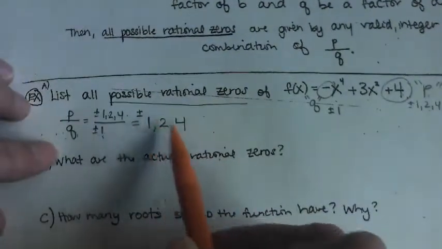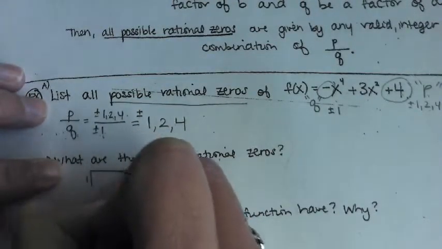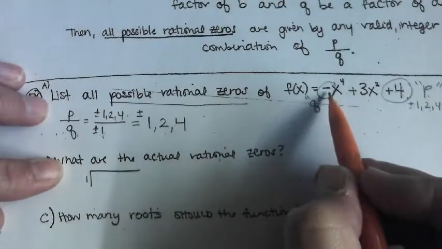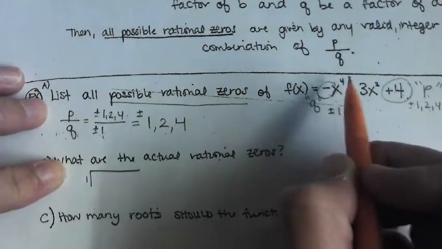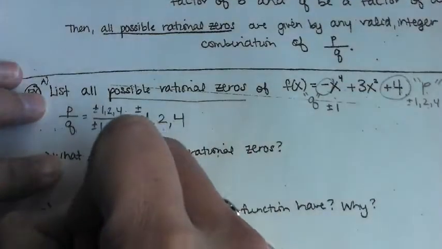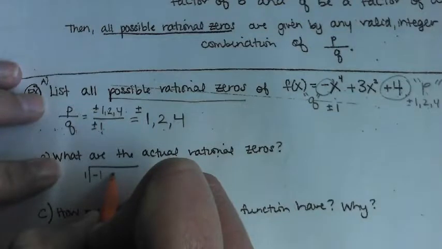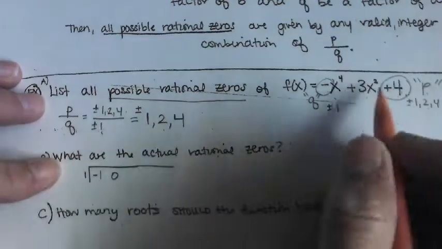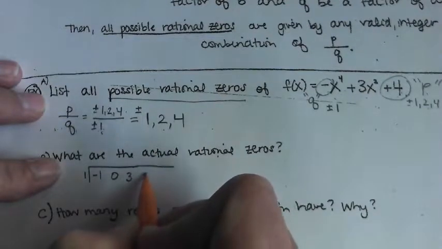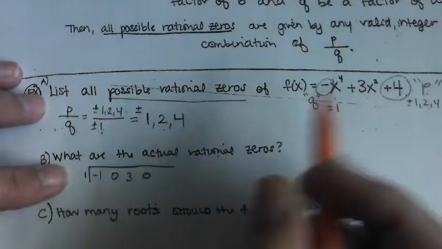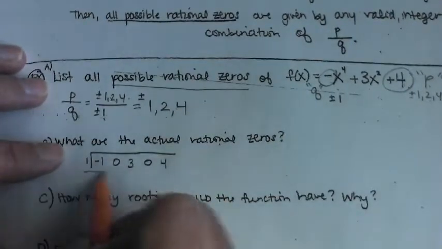So you might just start going through your list and you might test positive 1. Is positive 1 a factor of this? Now, synthetically testing this, we have negative 1x to the 4th. How many x to the 3rds do we have? 0. How many x squareds do we have? 3. How many x's? 0. How many constants? 4. So a quick synthetic division.